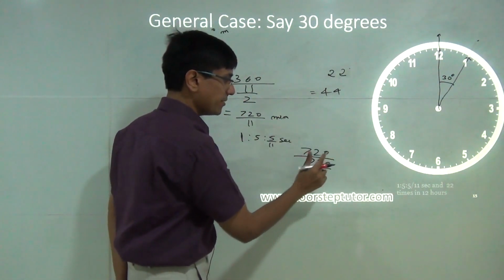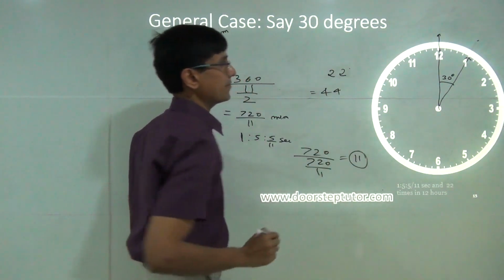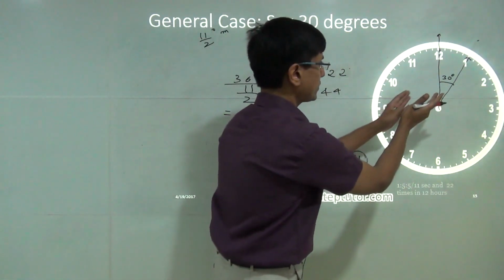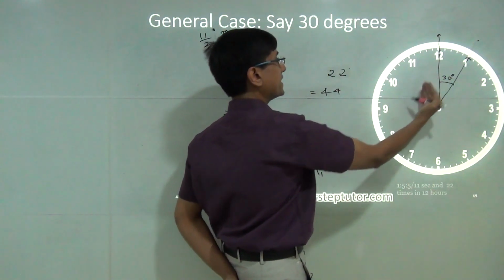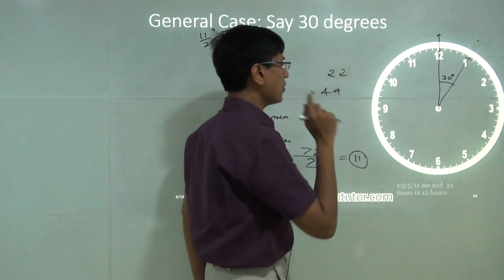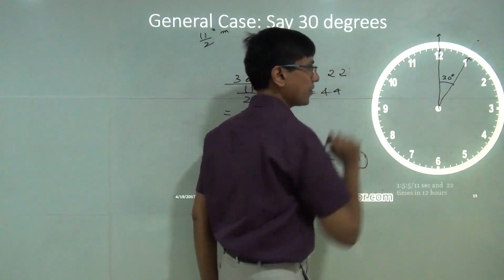In a 720 minute period, this would be repeated 11 times. Therefore, this configuration, where the minute hand of the clock is 30 degrees behind the hour hand of the clock, would be repeated 11 times in a 12 hour period.